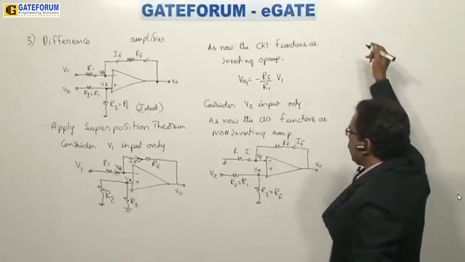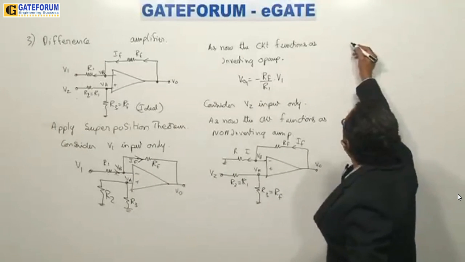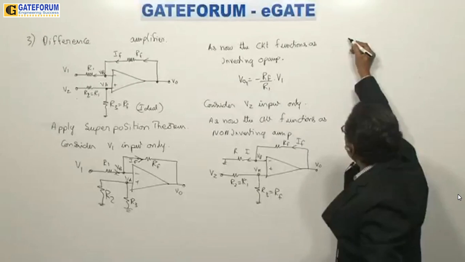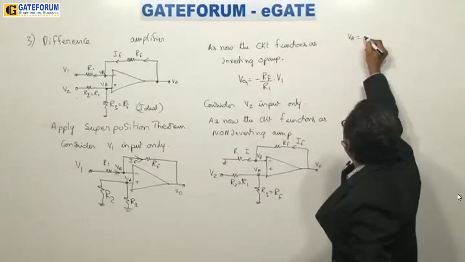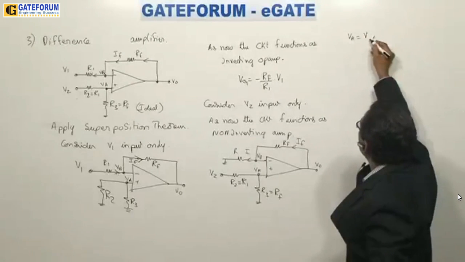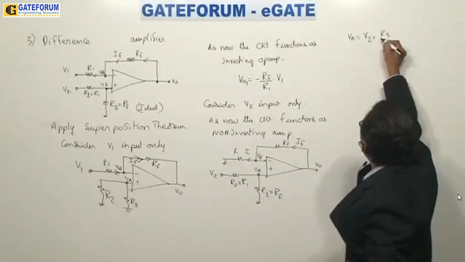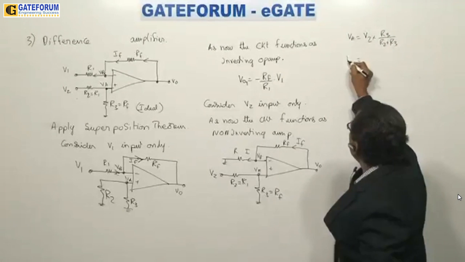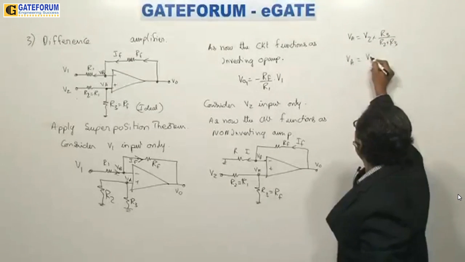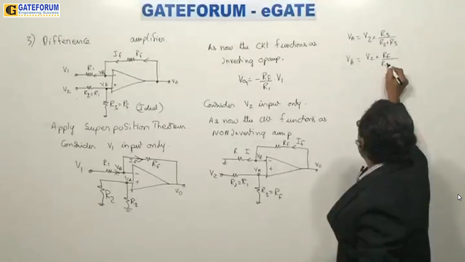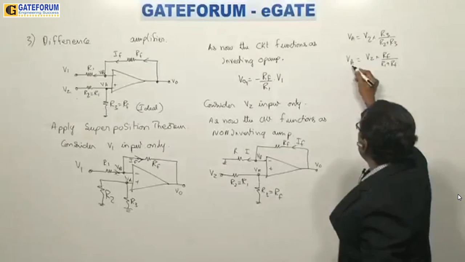Using the voltage division rule, VA will be equal to V2 into R3 divided by R2 plus R3, which is rewritten here as VA equal to V2 into RF divided by R1 plus RF. This is the value of VA.